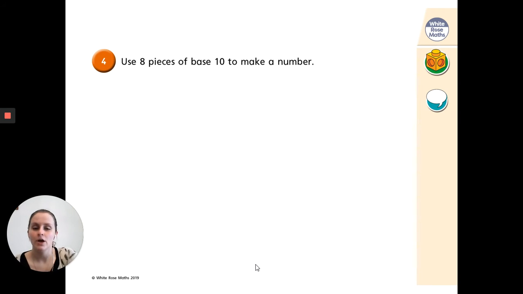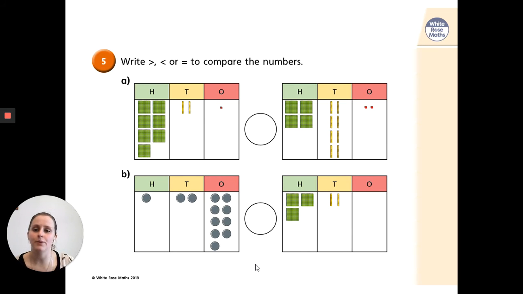Okay. Right, let's move on to our next question then. So, write greater than, less than, or equal to compare the numbers. So for A, which of these two is greater? So which one will be the greater one? So remember that the open side, let's draw it to remind ourselves. So the open side is where the bigger number goes.